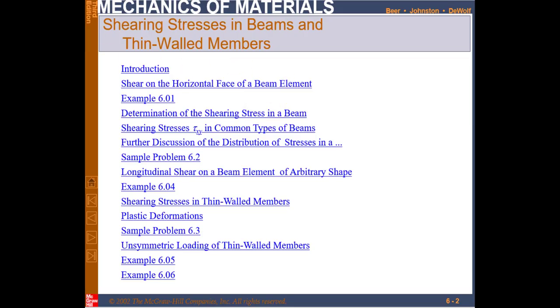The course content of this lecture is that in this lecture we will discuss the introduction, then we will discuss shear on horizontal face of beam, and then example 6.01. So these are the course content of part first of this lecture.